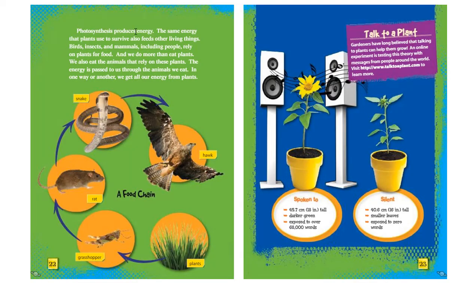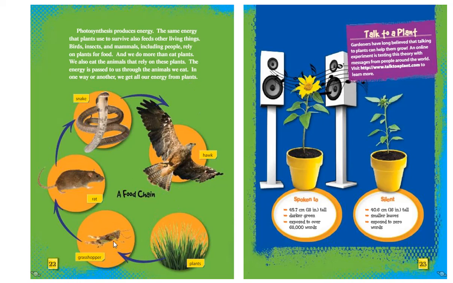Next up, photosynthesis produces energy. The same energy that plants use to survive also feeds other living things. Birds, insects, and mammals, including people, rely on plants for food. And we do more than eat plants. We also eat the animals that rely on those plants. The energy is passed to us through the animals we eat. In one way or another, we all get our energy from plants.